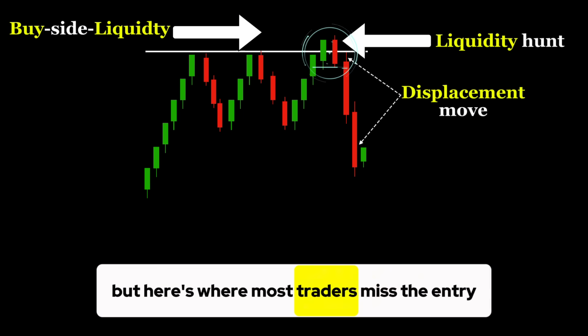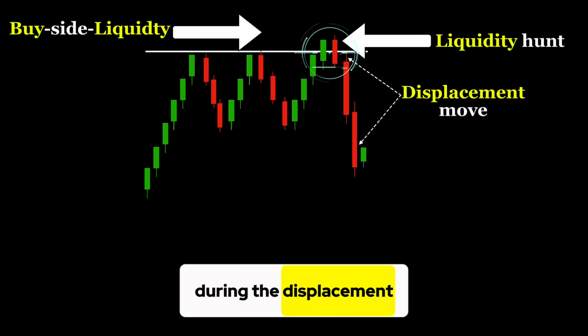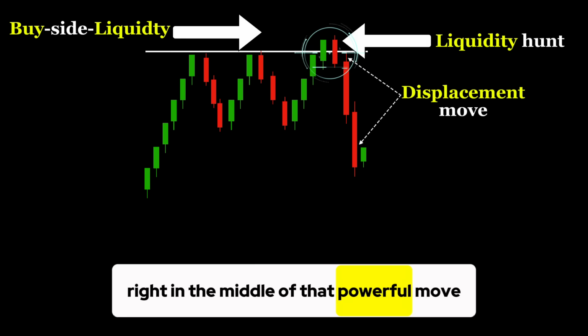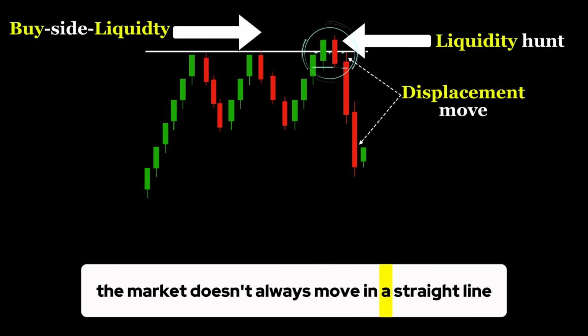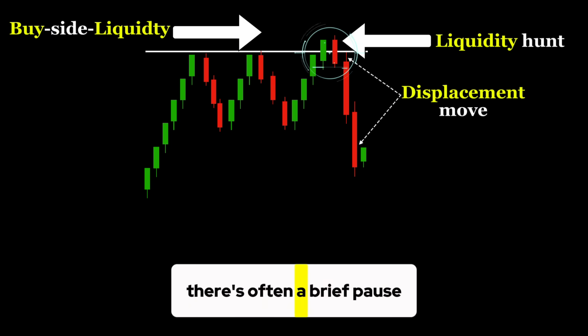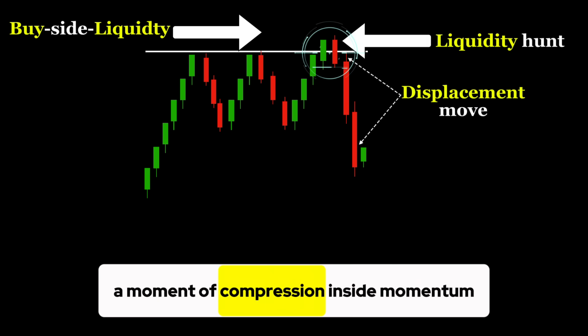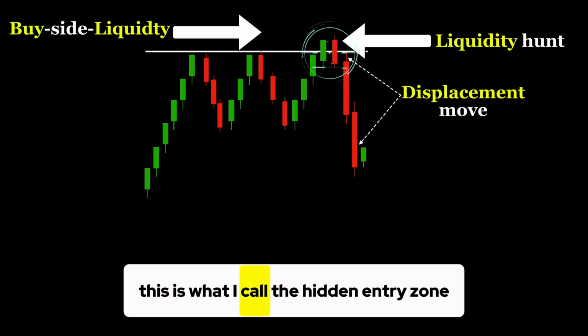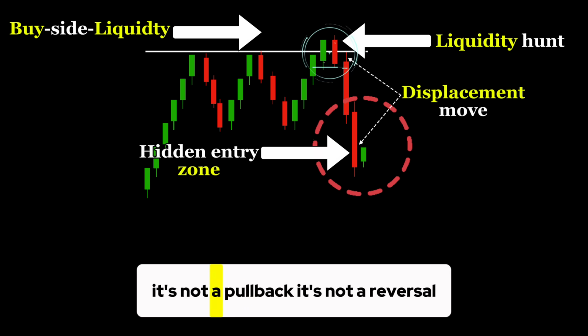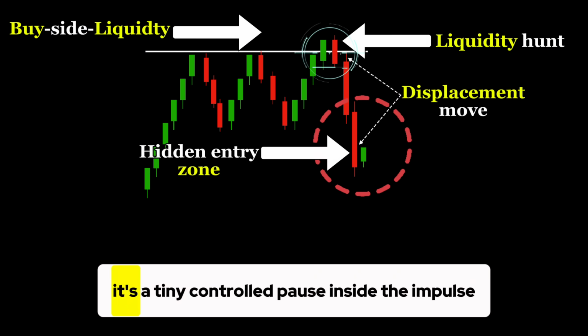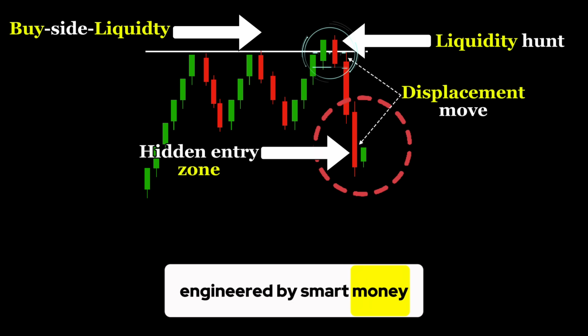But here's where most traders miss the entry. During the displacement, right in the middle of that powerful move, the market doesn't always move in a straight line. There's often a brief pause, a moment of compression inside momentum. This is what I call the hidden entry zone. It's not a pullback, it's not a reversal, it's a tiny, controlled pause inside the impulse, engineered by smart money.